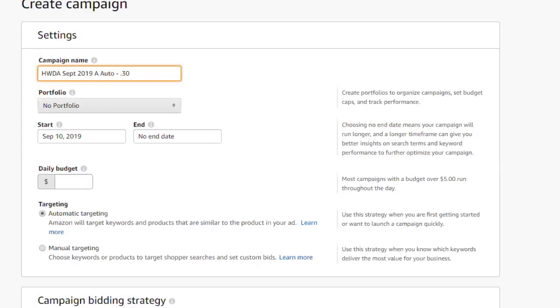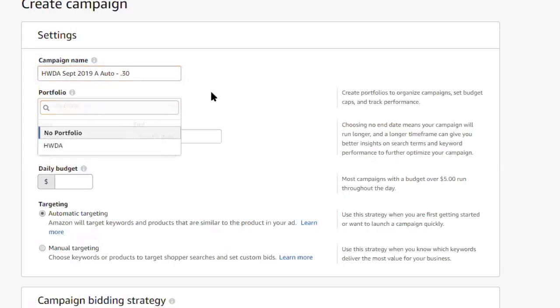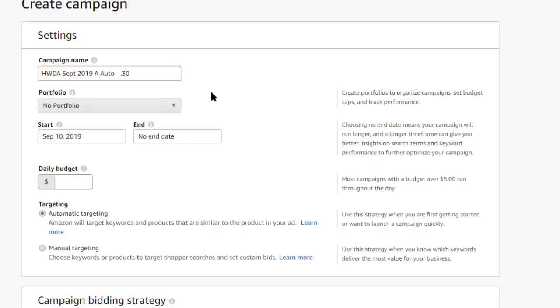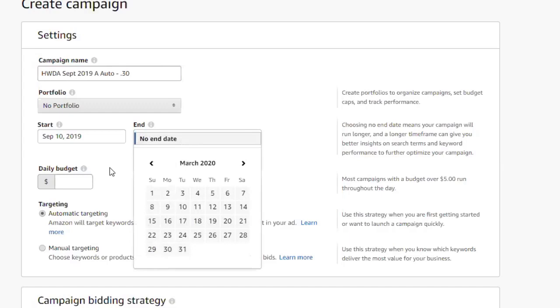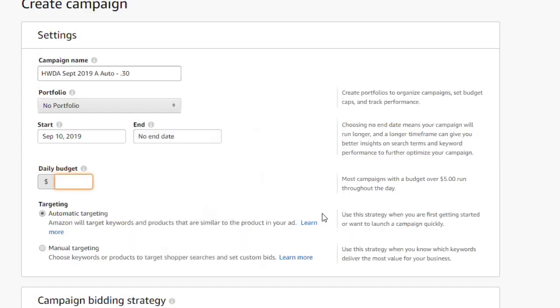Okay, portfolio, you can group ads together. That is just muddying the water for you new folks right now, so I wouldn't worry about it too much. It's a handy feature, but let's just do no portfolio when you're a beginner. I don't put an end date on it. My daily budget, I'm going to do $50.